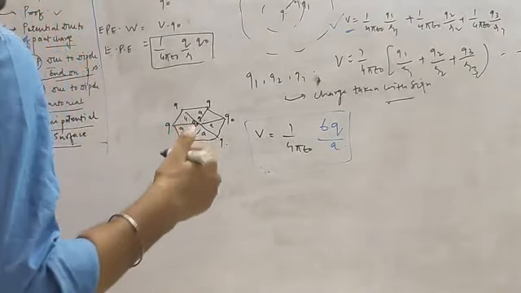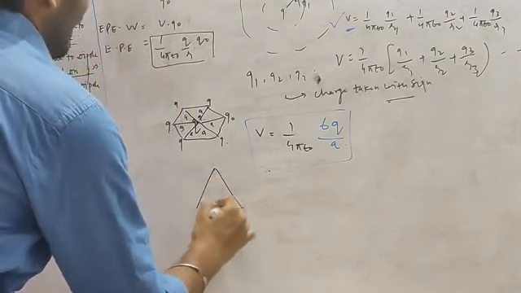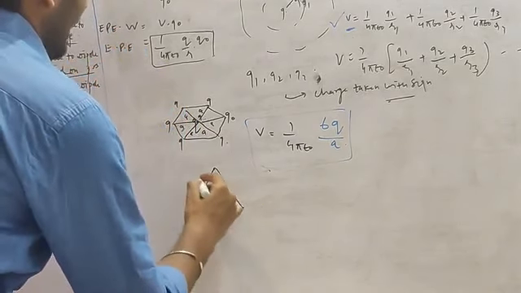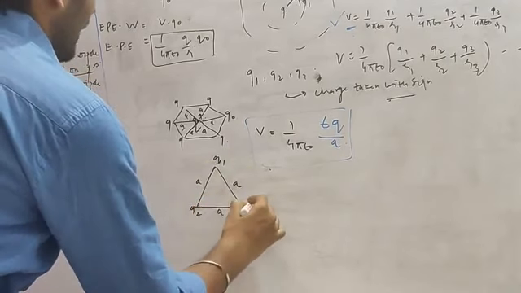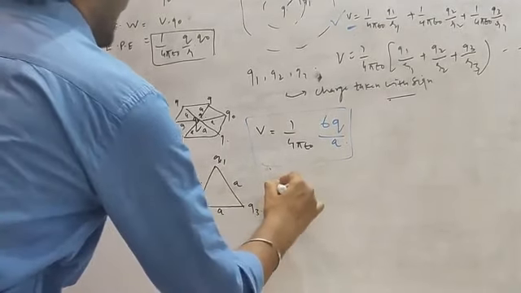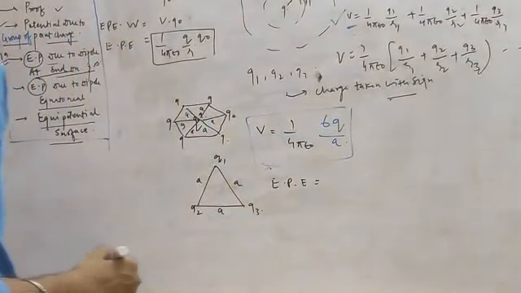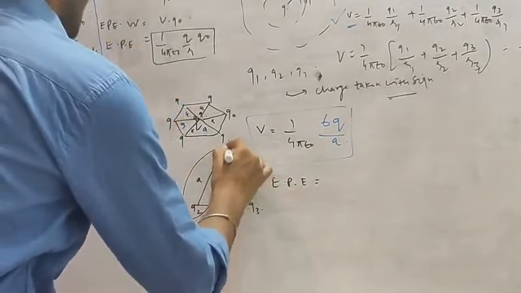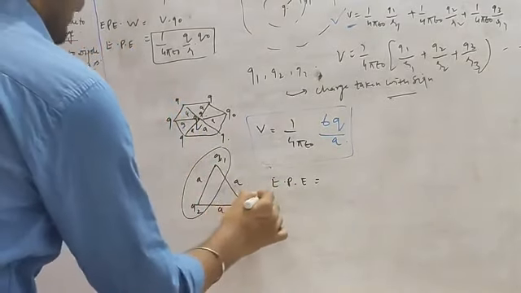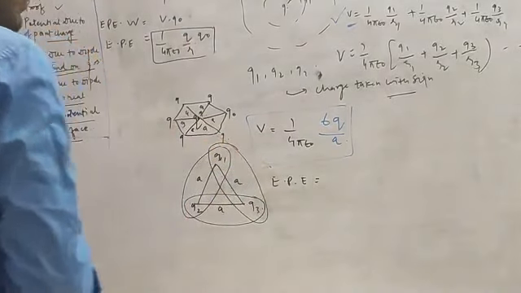One of the most favorite questions which is frequently asked in our examination: suppose this is an equilateral triangle of side A and charges Q1, Q2 and Q3 are present. Find electric potential energy of the system. So we know very well electric potential energy. First we will find the electric potential energy of these two, then of these two, and then of these two.